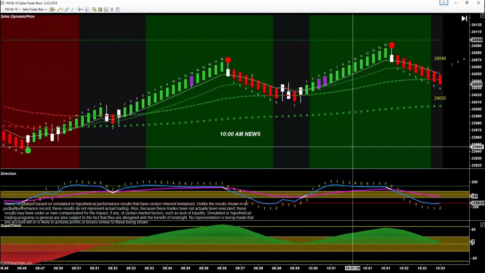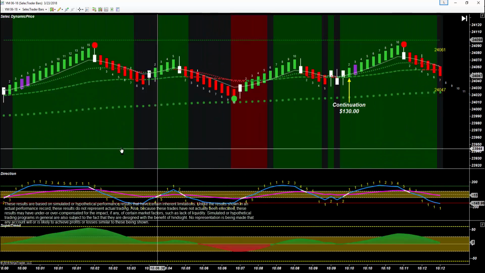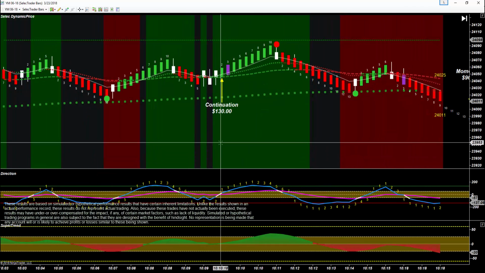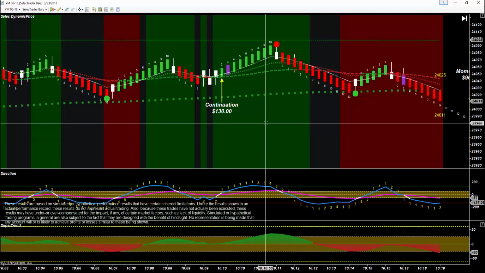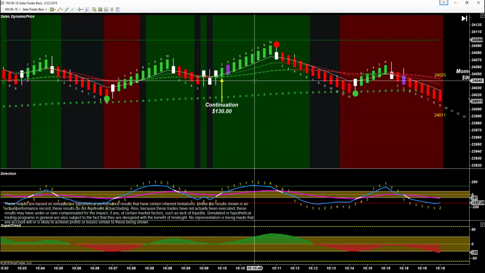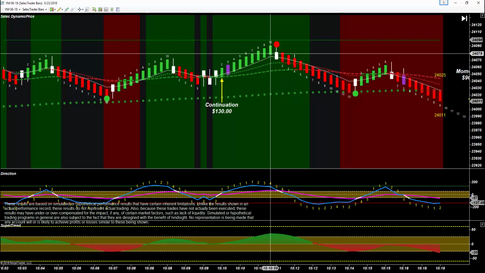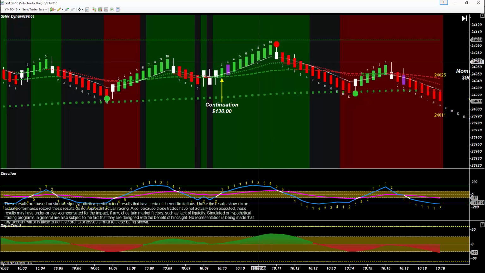Now we have 10 a.m. news, so we'll sit out quite a bit of action here. And we have a continuation long at 1010. This one does hit its profit target, and we can grab a couple extra ticks by trailing at the red DPI price after the close of bar 8.